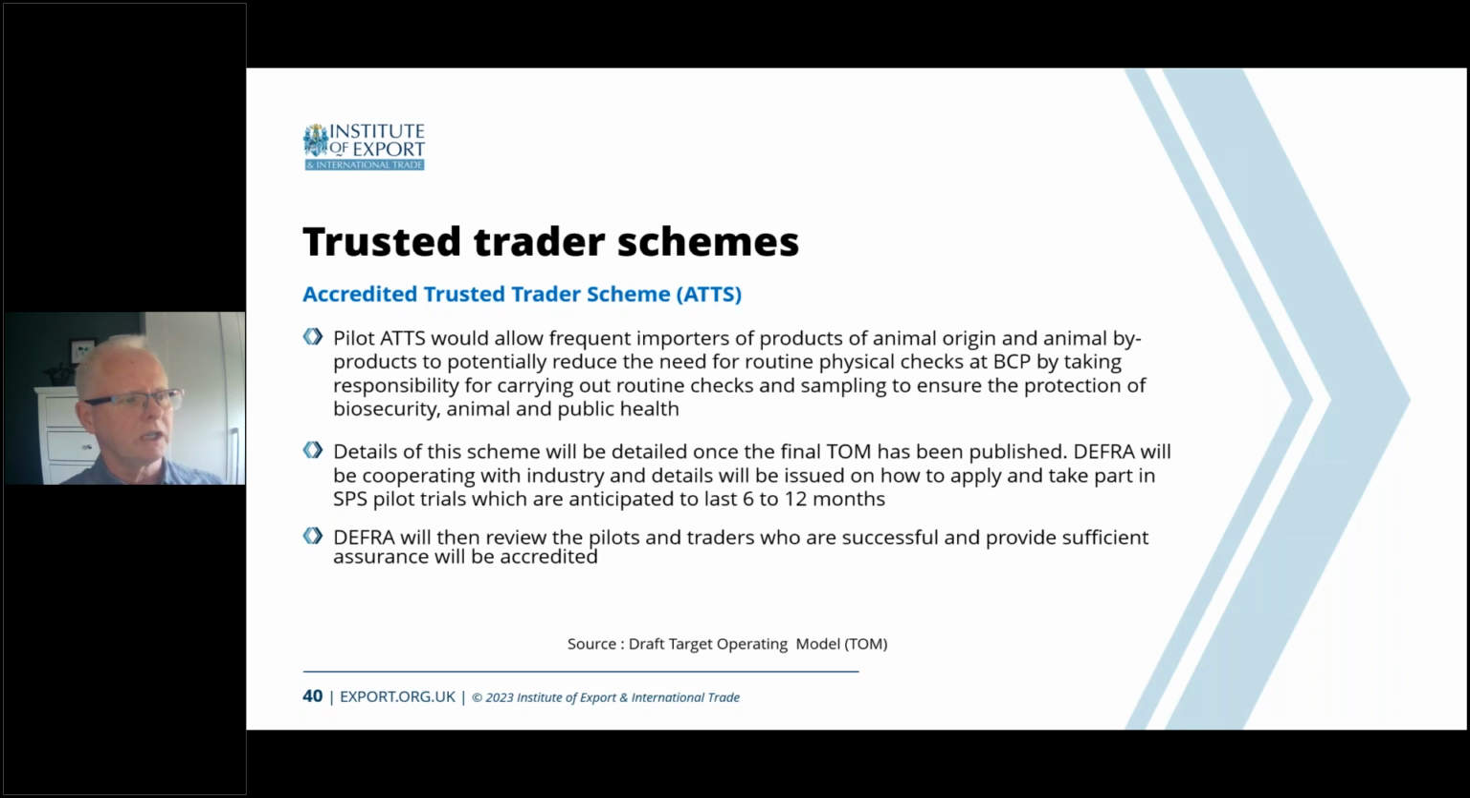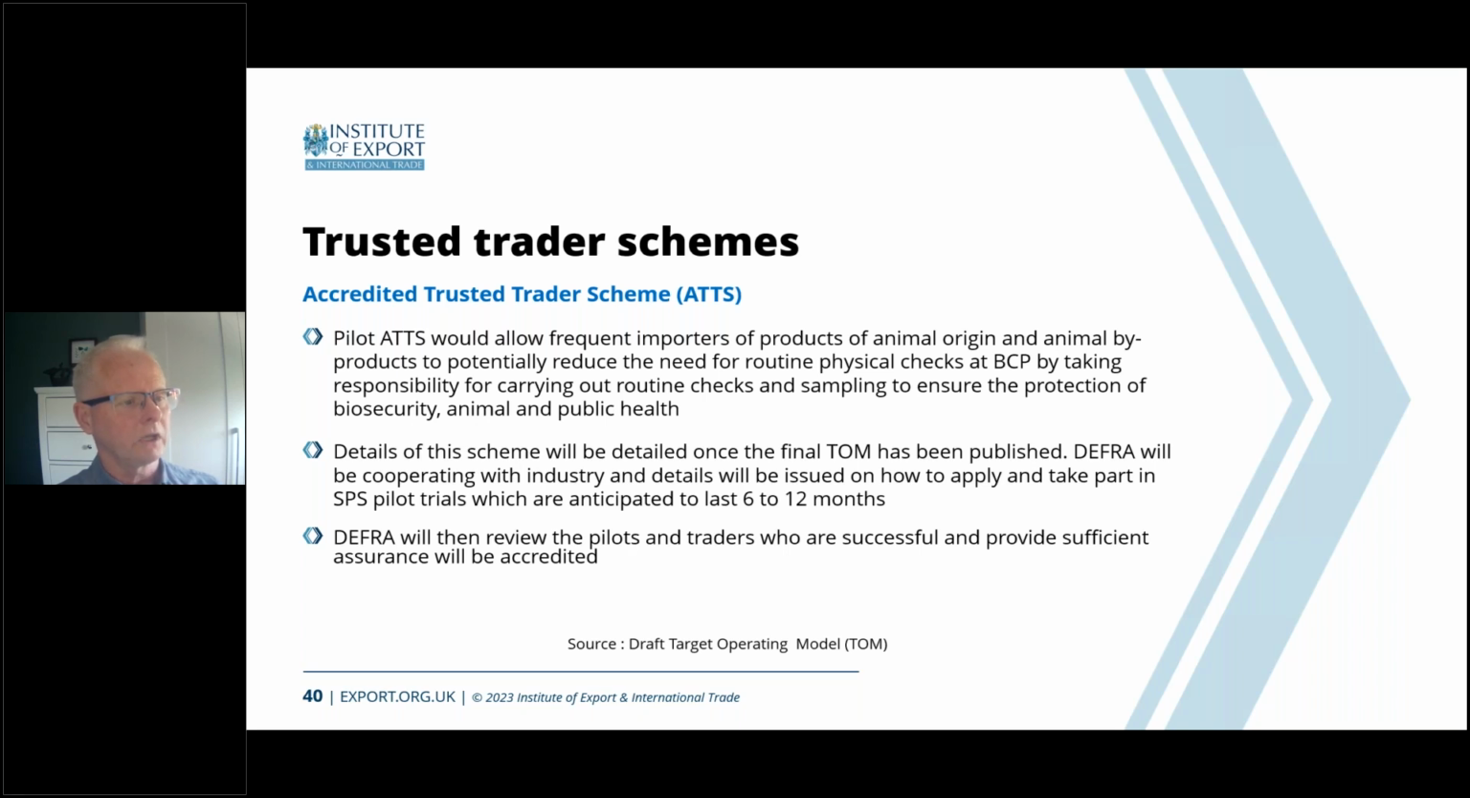So we look first of all at the accredited trusted trader scheme. It was mentioned earlier that there will be pilots for the ATTS. These pilots will allow frequent importers, and I should stress frequent importers and larger volume movers of products of animal origin and animal byproducts, to potentially reduce the need for routine physical checks at the border control point by taking responsibility for carrying out routine checks and sampling themselves, to ensure the protection of biosecurity.